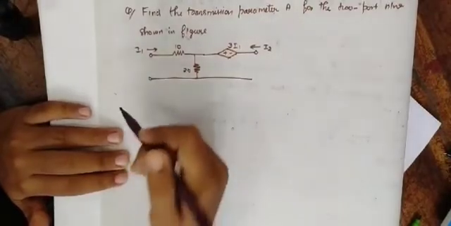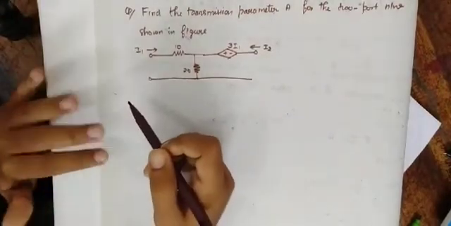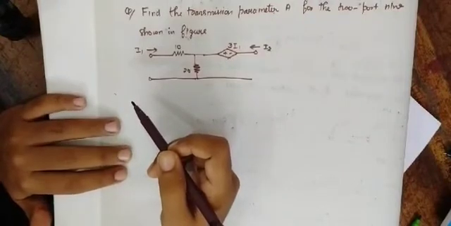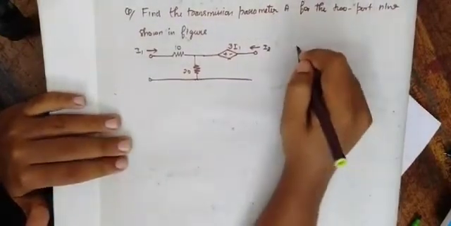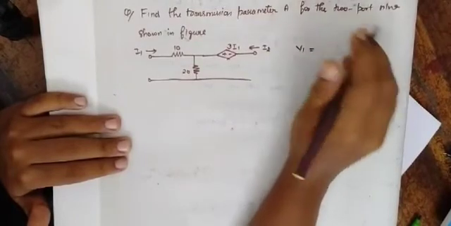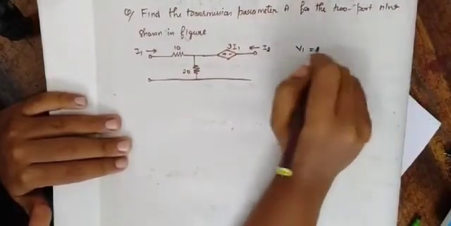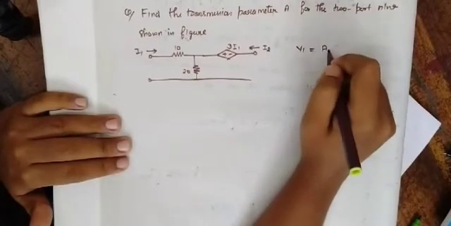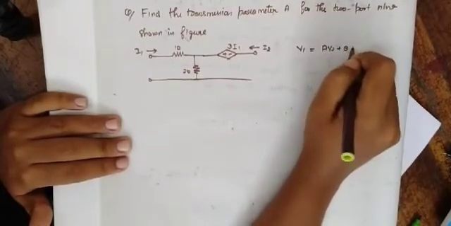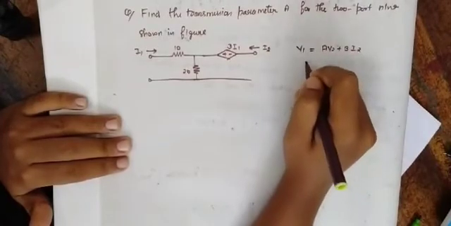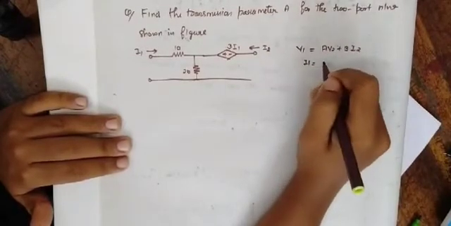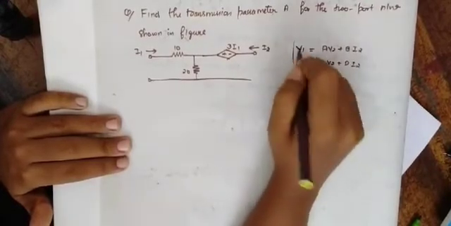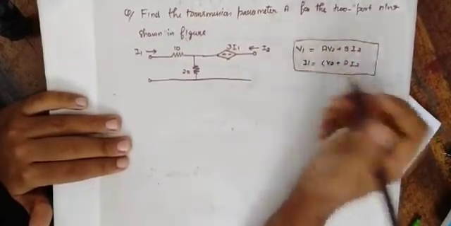So in the next question, find the transmission parameter A for the two-port network shown in the figure. Okay, for this also I will give a formula. For A parameters or ABCD parameters, this is the equation. V1 is equal to A V2 plus B I2 and I1 is equal to C V2 plus D I2. Okay, so this is the formula for ABCD parameters.